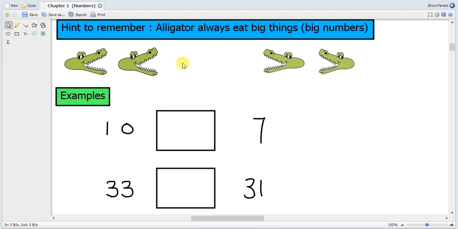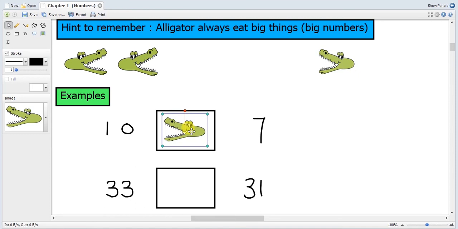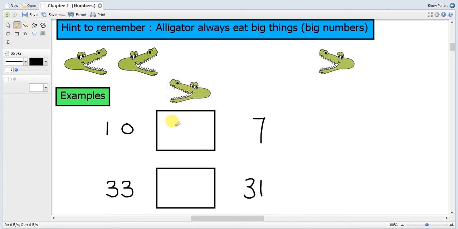Remember the hint: the alligator or crocodile always eats big numbers or big animals. Keep this hint in your mind. This is the 10, which is the big number. So the alligator is going to eat the big number, and the face of this alligator is towards 10. So what sign are we going to write here?